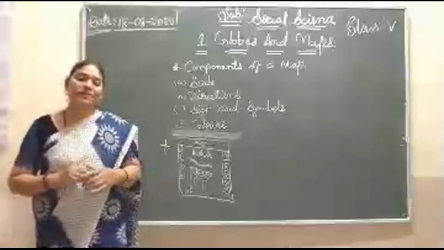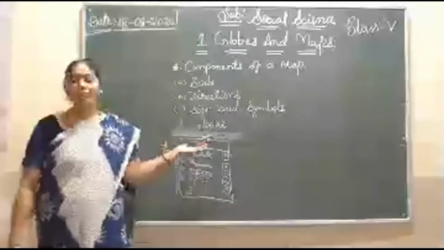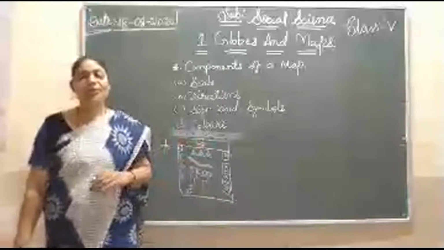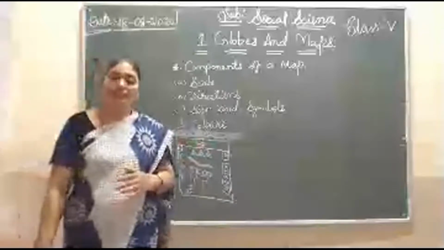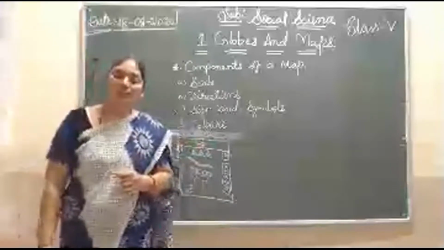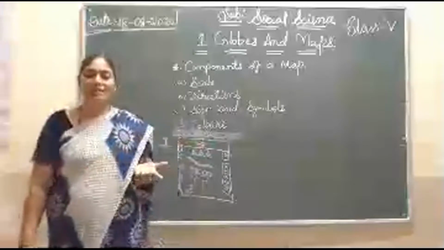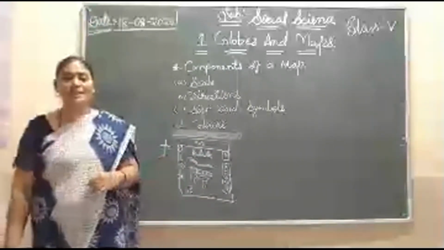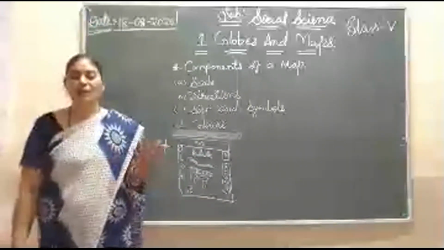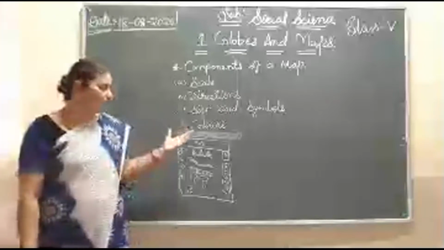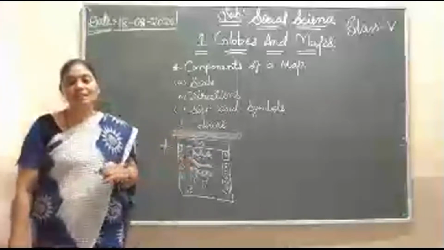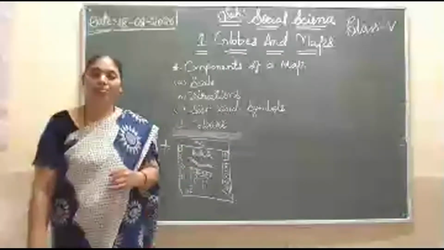And if we deal with many types of maps, it is very good. We can see deeply and understand which place is good for visiting and enjoying, and which place is good for agriculture or education, like this. So according to the map, we can see all these things.